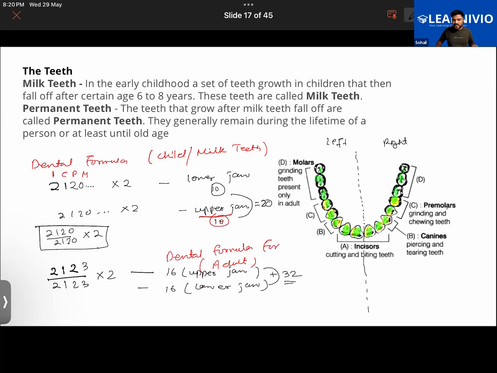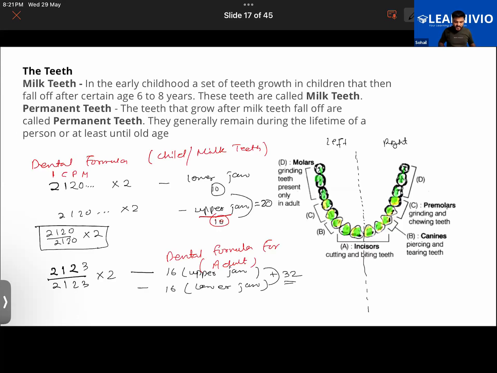Okay, rejoin the class. So we learned about teeth. The main function of the teeth is basically to tear the food, pierce it, and break it into smaller pieces. Particularly that of molar and premolar, it is to grind it into very fine particles.